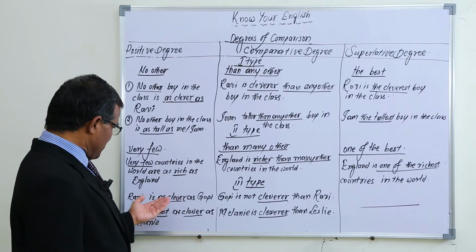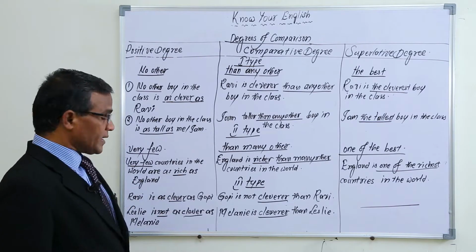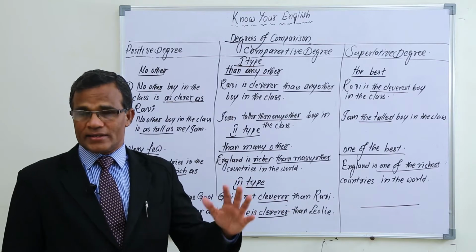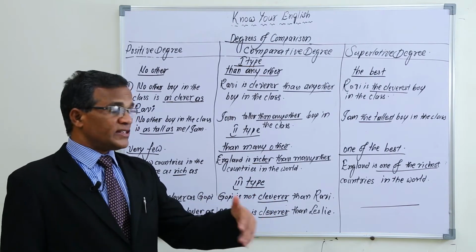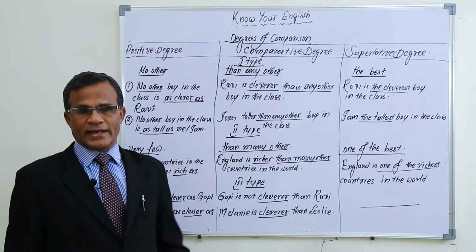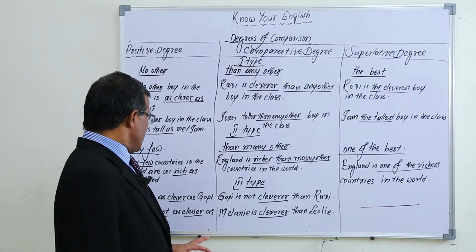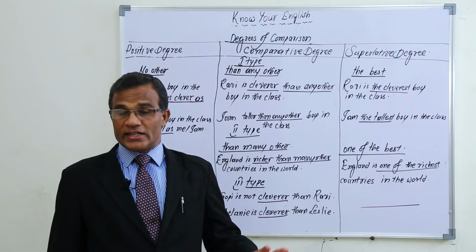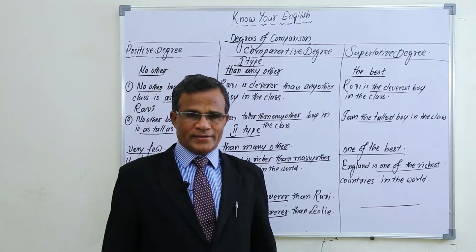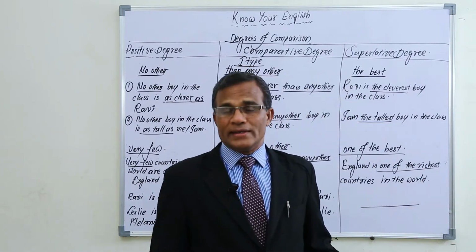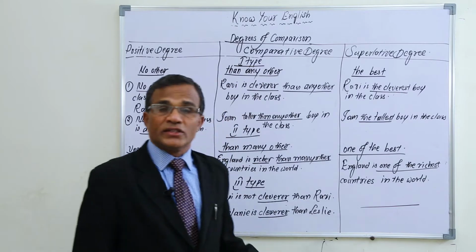And sometimes in this mode also we can use: Ravi is as clever as Gopi. Just like that, America is as rich as, for example, England, if it is equal. And not only that, for example, he is as intelligent as Krishna. Or for example, Mumbai is as big as Chennai.